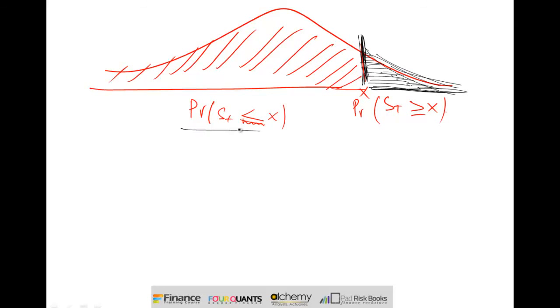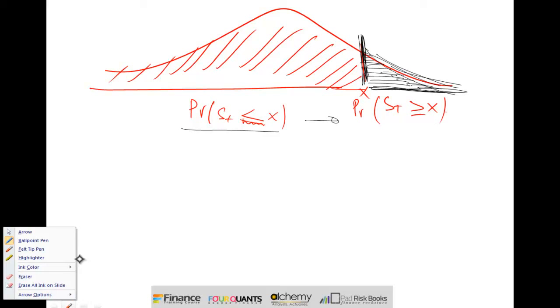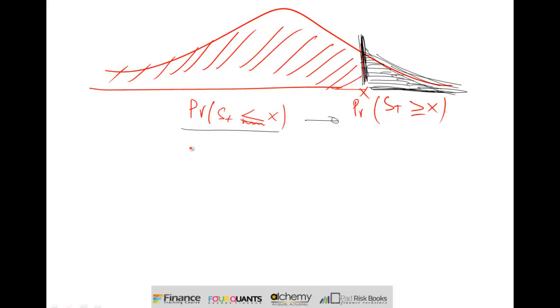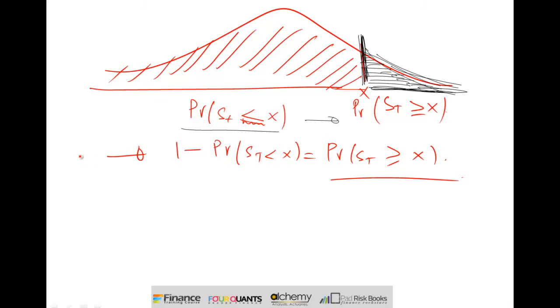So how do I go from the probability that ST is less than x to the probability that ST is greater than x? Because we're working with a normal distribution, we're very lucky, there's a simple check, and that simple check is 1 minus the probability of ST less than x is equal to the probability of ST greater than or equal to x, right? So all I need to do is 1 minus, right?